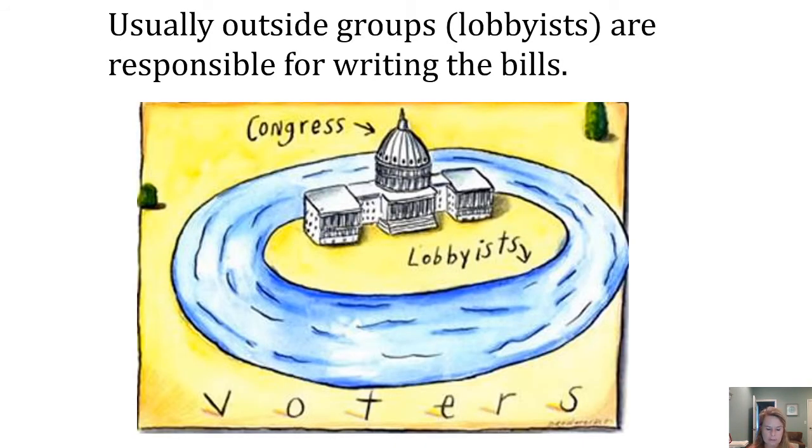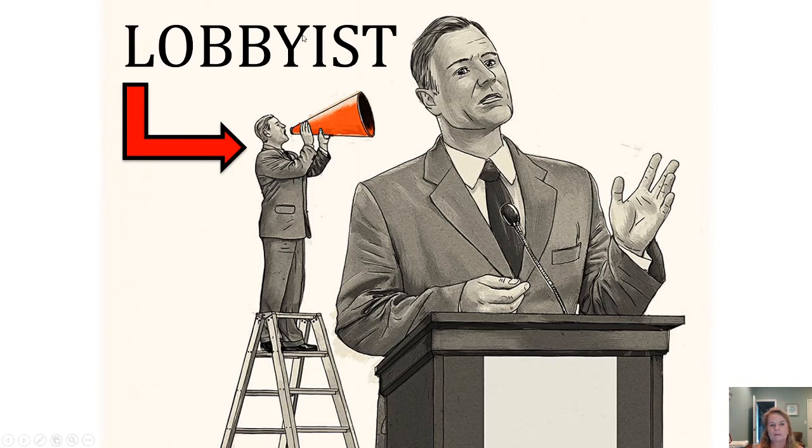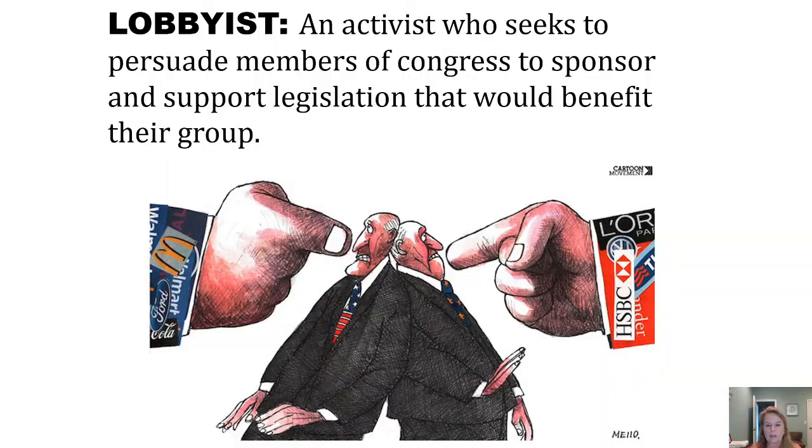Usually outside groups, and here's the fourth definition, lobbyists, are responsible for writing the bill. Okay, so these interest groups would possibly write a bill, or hire a lobbyist to perfect the bill, rewrite it, or write it in the first place. So a lobbyist, right here, is somebody talking into the ear of a congressman or a senator. Here's the definition I want you to write, and then you're going to see a couple more political cartoons. A lobbyist is an activist who seeks to persuade members of Congress to sponsor and support legislation that would benefit their group.